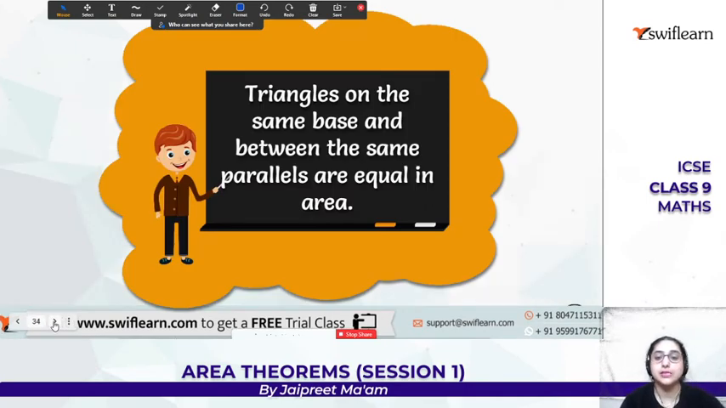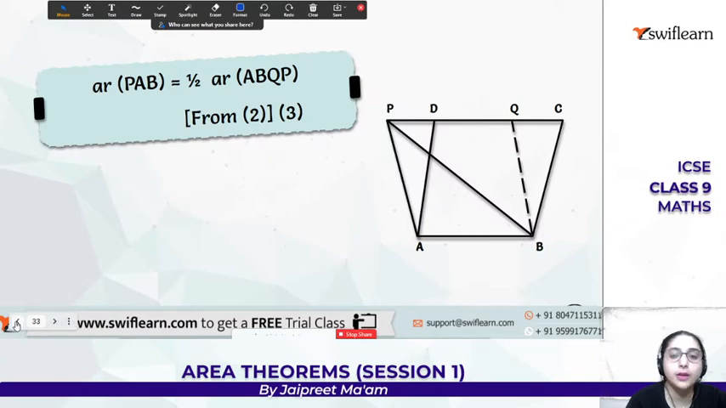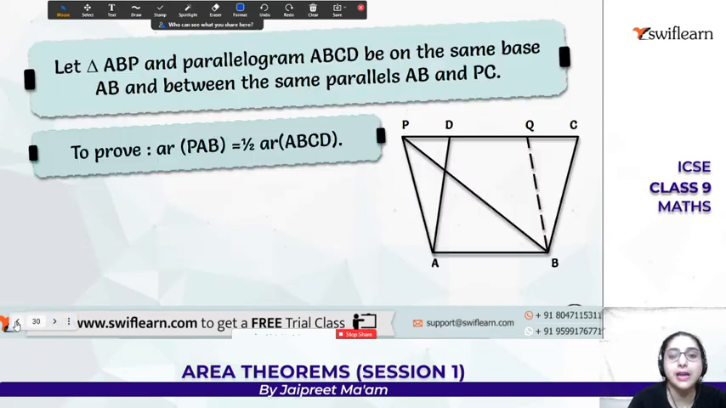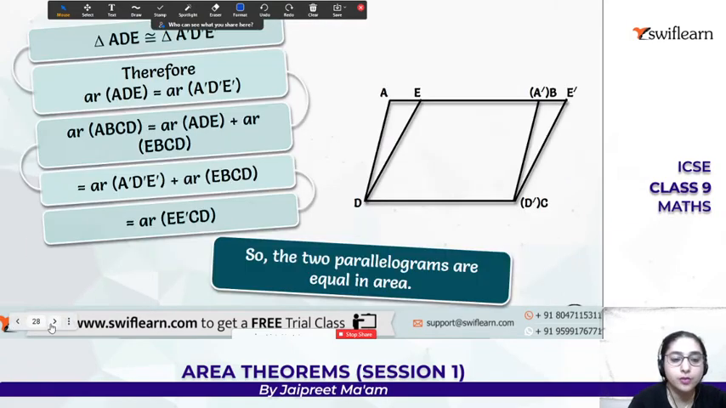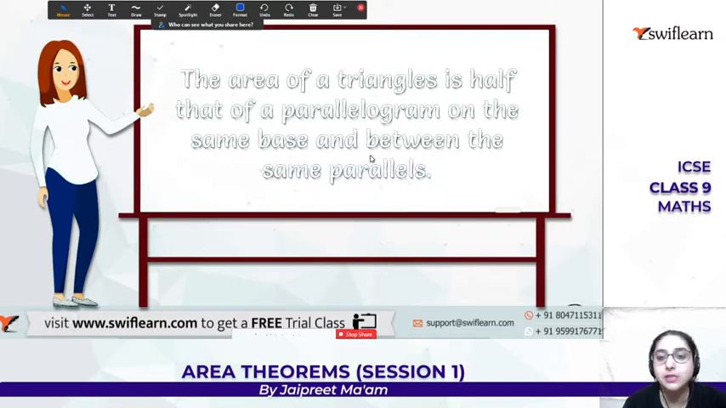So this was the second theorem, on triangles on the same base. What was the theorem? The triangle and the parallelogram formed on the same base between the same parallels, their area is half. The area of a triangle is half that of the parallelogram. Okay?